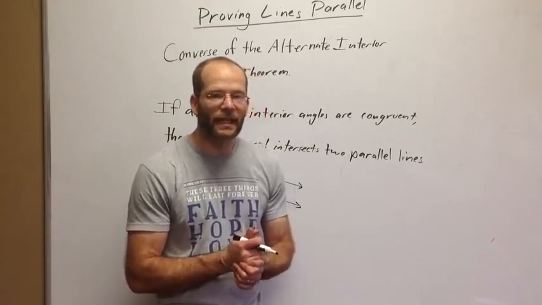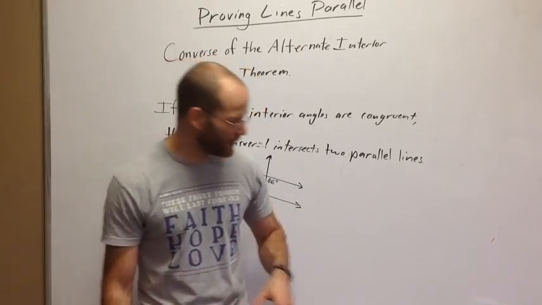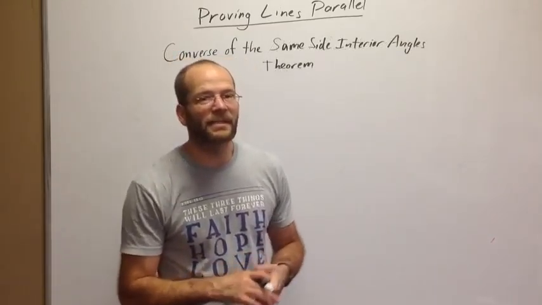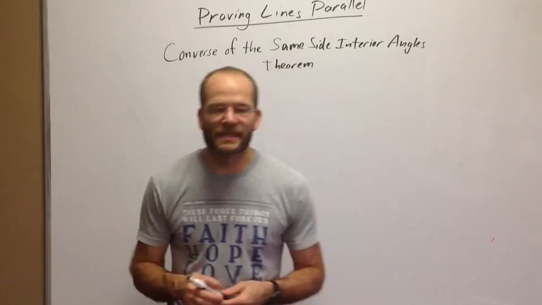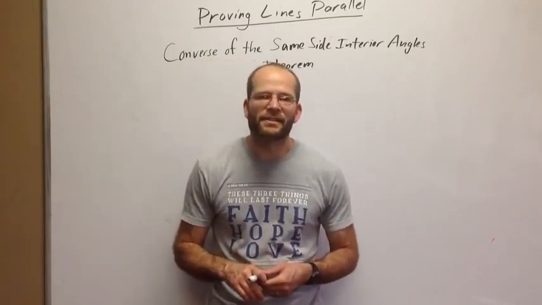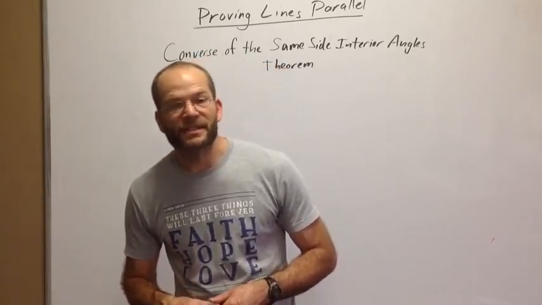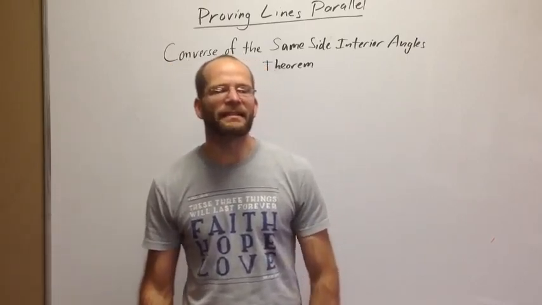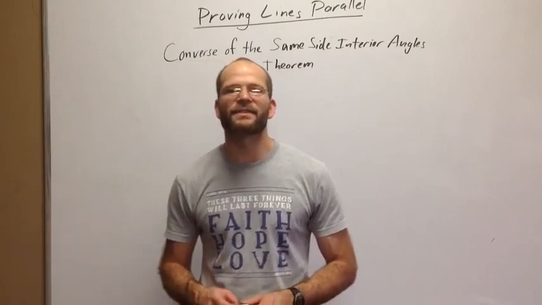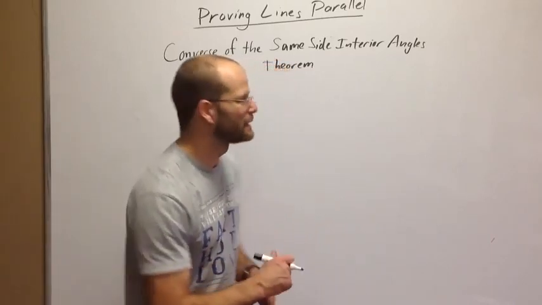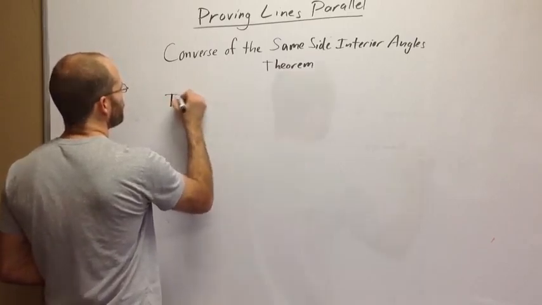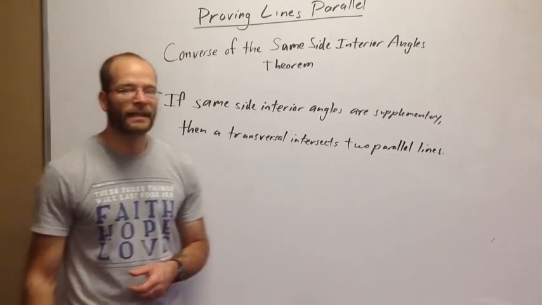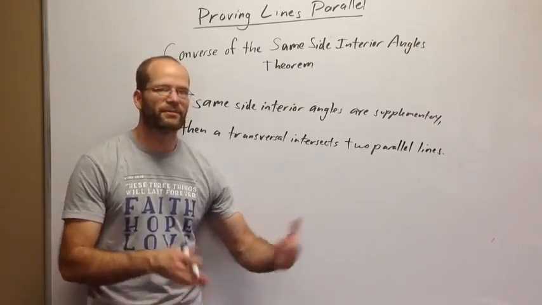One last rule we need to look at. It's called the converse of the same side interior angles theorem. Again, you might be able to guess what it says. The same side interior angles theorem says that if a transversal intersects two parallel lines, then same side interior angles are supplementary. So the converse of that must be, if same side interior angles are supplementary, then a transversal intersects two parallel lines. Let's write that down. And there we have it. The application of this rule works very similarly to the ones we've just looked at.